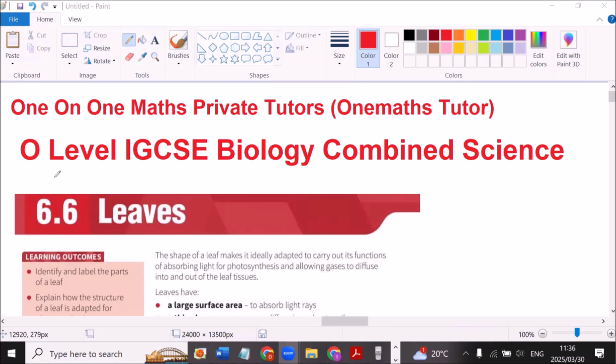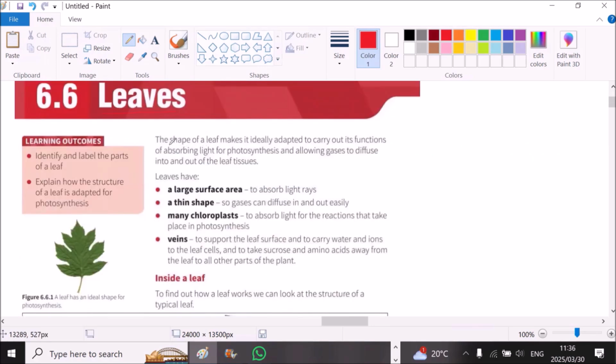Today we are looking at O-Level and IGCSE Biology for pure biology and combined science. We continue with plant nutrition. The topic is leaves. The shape of the leaf makes it ideally adapted to carry out its functions of absorbing light for photosynthesis and allowing gases to diffuse into and out of the leaf tissues.